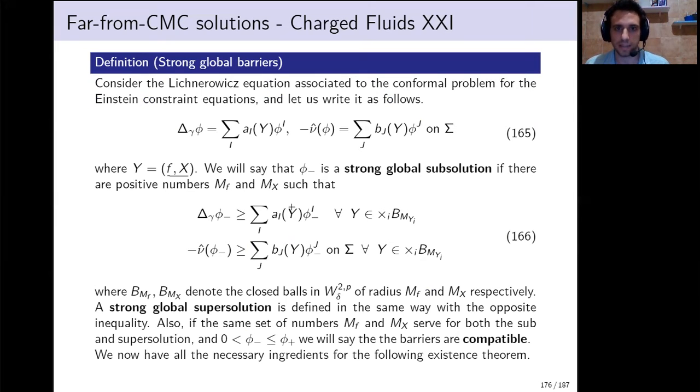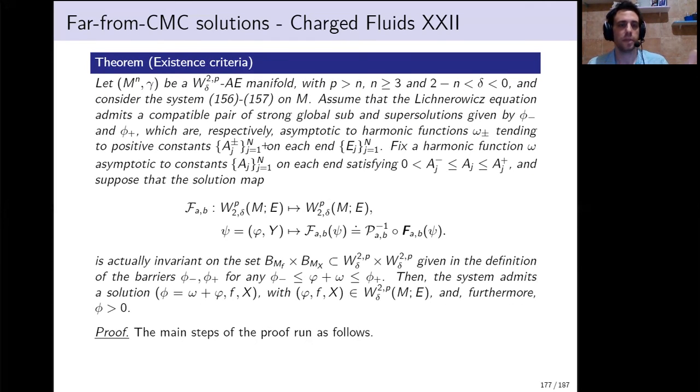So that is our idea of a strong global subsolution, and this allows us to have uniform control through the iteration scheme. A global strong supersolution is defined following the same lines, but with the opposite inequalities. As usual, we say that the barriers are compatible if they satisfy these conditions: they have to be positive, and the subsolution must not be above the supersolution. And now we have all the necessary tools to prove our main existence criteria.